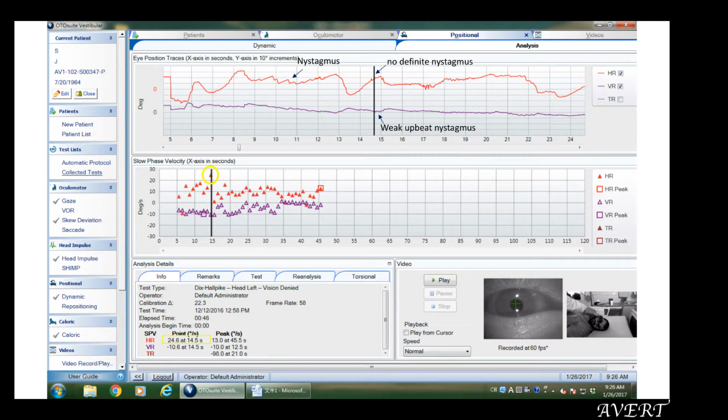Another example. Horizontal slow phase velocity at the time point of the black bar is labeled as 24.6 degrees per second. It's pretty high. Would you randomize this patient? Clearly, the horizontal line between 9 and 12 seconds reveals nystagmus. But there is no definite nystagmus on the red line at the time point of the black bar, even though we can appreciate a weak nystagmus on the vertical trace. So we cannot say there is nystagmus as high as 24.6 degrees per second, and in this case, we would not judge the patient to have nystagmus slow phases over 10 degrees per second.